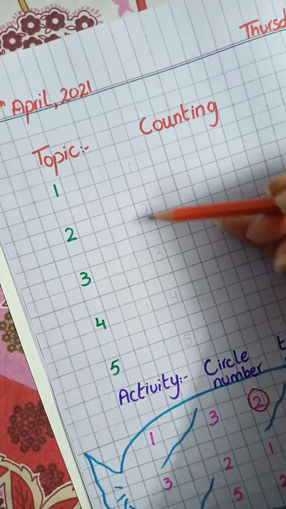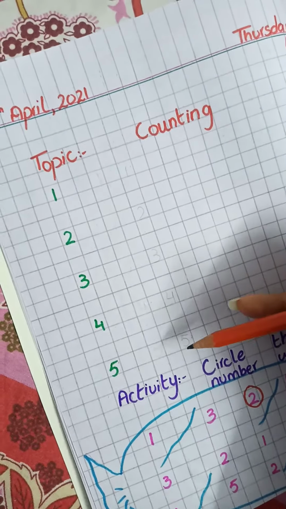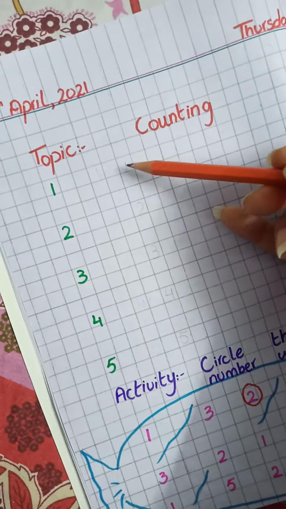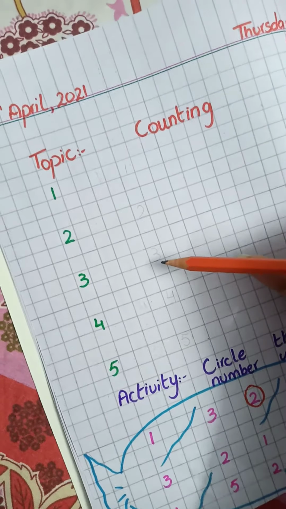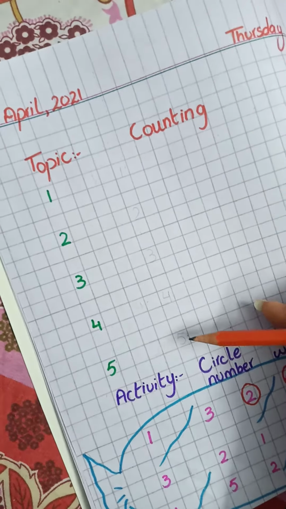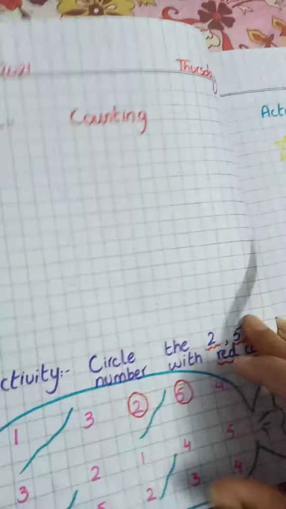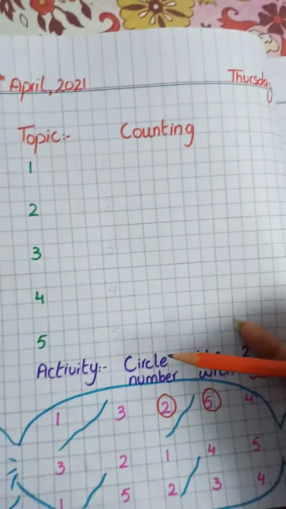1, 2, 3, 4, 5. Again, 1, 2, 3, 4, 5. You have to write counting on your copy.